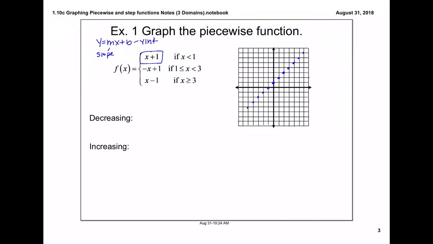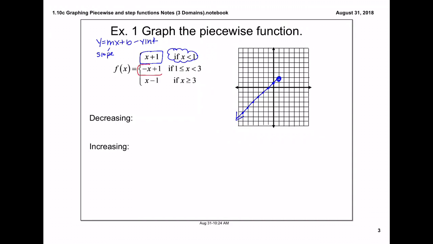But then we only want a piece of our line, and that piece is all the values that are less than 1. So x equals 1 right here. We have an open circle because it's a less than symbol, and all the x values less than 1 are to the left. You then erase the other side of the line.